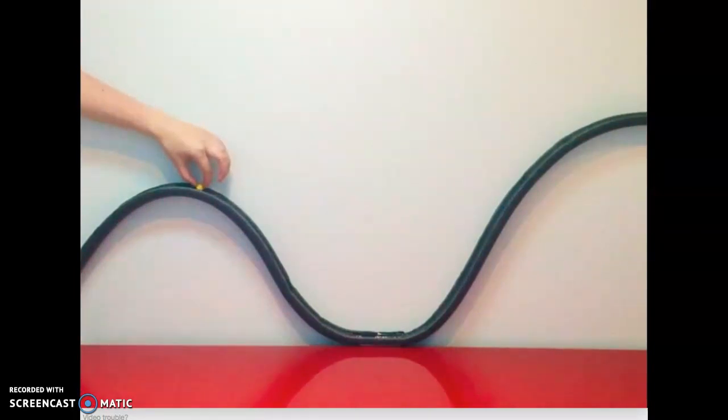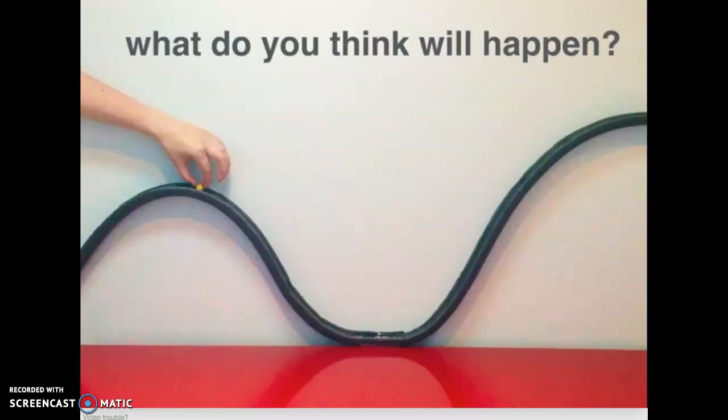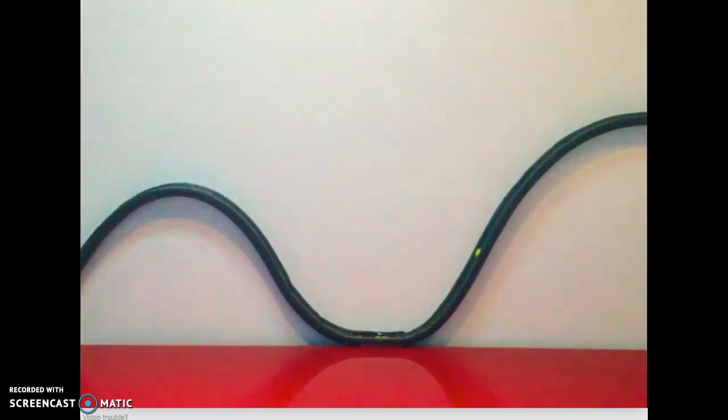I'm going to give you 10 seconds to turn to your nearest classmate and predict what you think is going to happen when I let go of the marble. Okay, let's see. Oh, it doesn't make it over, does it? So why does the marble make it over the lower hill, but not the higher hill?